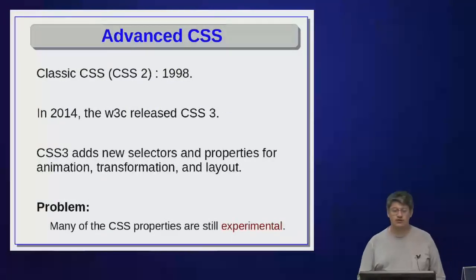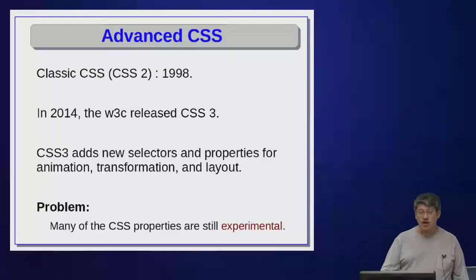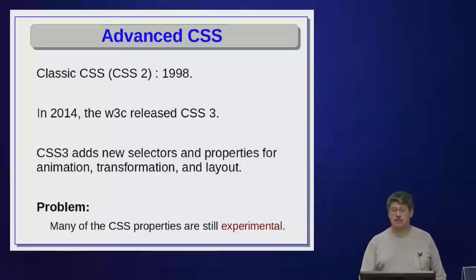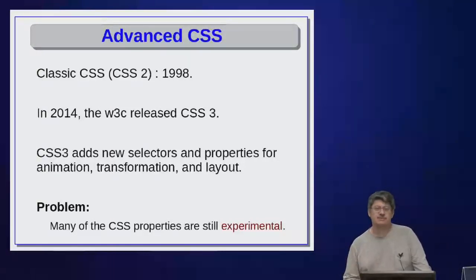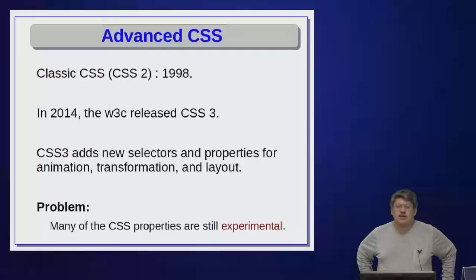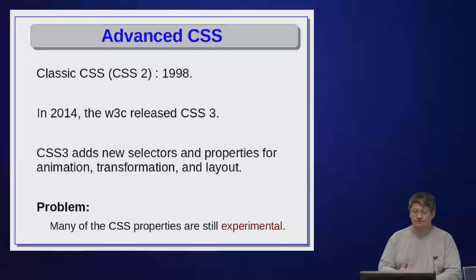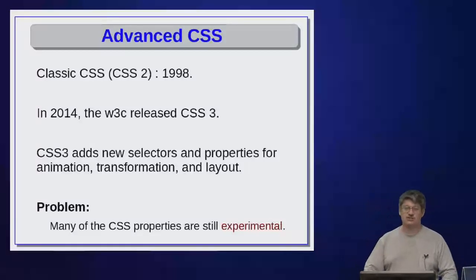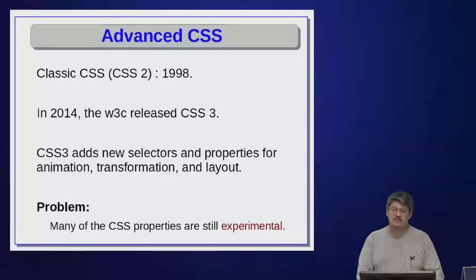So Cascading Style Sheet version 2 came out in 1998, which is a long time ago now. That's not quite 20 years, but it's quite a while. And it needed some updating. So they released 2.1 to kind of update some of the things, but they didn't want to break compatibility with stuff, so they didn't make any major changes. And they started working on a new version of CSS, CSS 3, that was finally ready to be released in 2014. And it's a great addition to the Cascading Style Sheet standard. It adds a whole bunch of new selectors, but it also adds some properties for things like animation, transformation, and for doing layout. And so we're going to talk about those new properties.